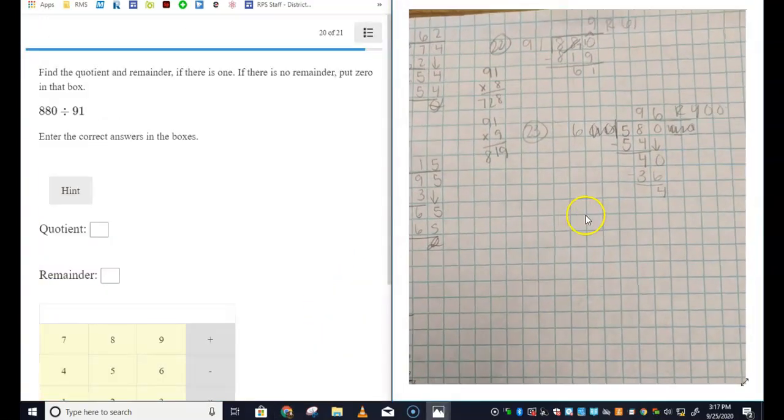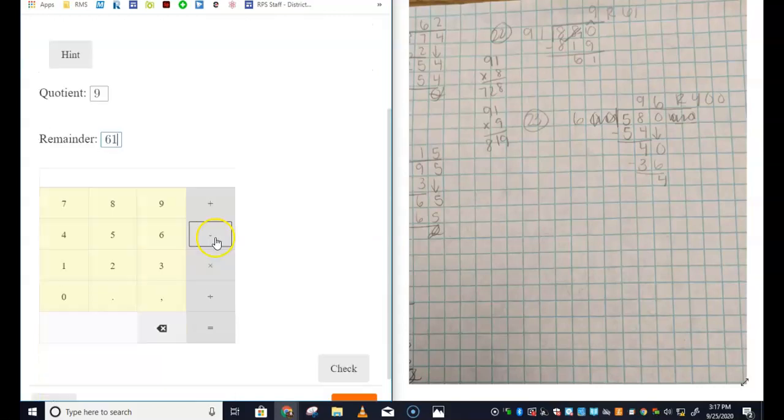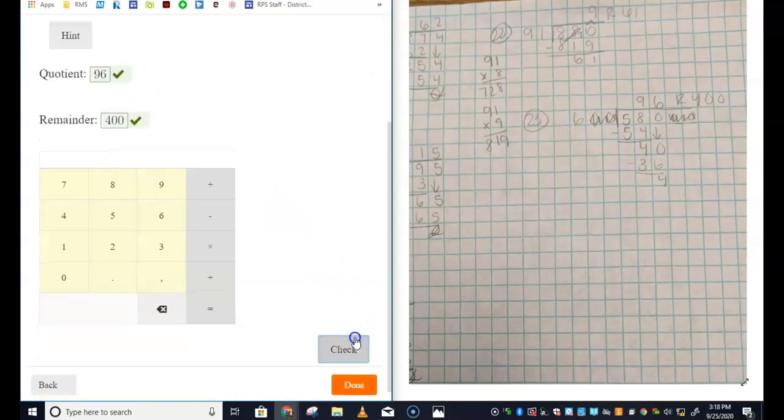Our next one, number 22, I got 880 divided by 91, and that's going to be 9, remainder 61. So I did get a remainder on that one. Next. Then we have 58,000 divided by 600, and we get 96. And then our remainder is actually really high on this one. It's 400. But as long as your remainder is less than this number right here, you are good to go. And that is all there is to on your own.